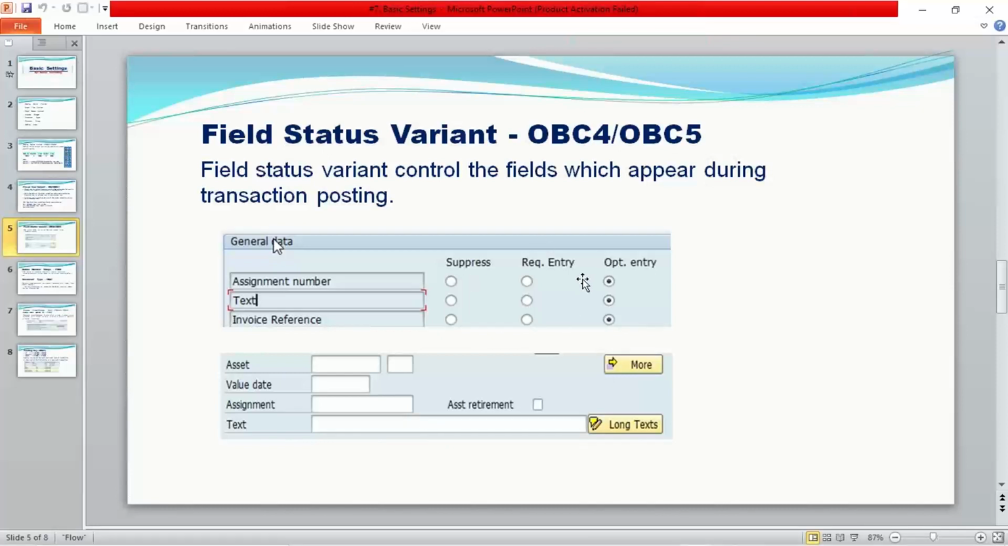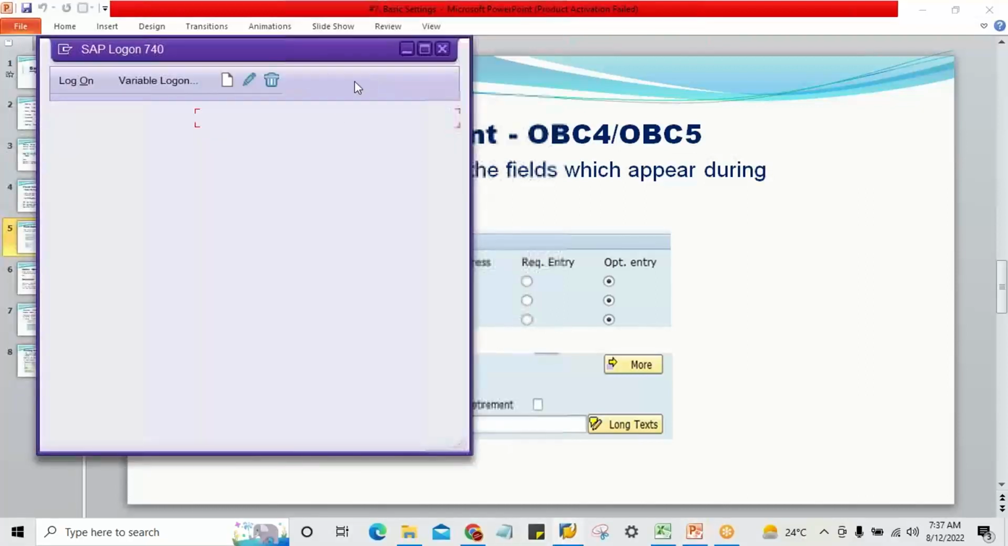There are multiple things even in field status, field control also. That also we'll see. Okay, some differences are there. Certain things, some other things also will be there, guys. We'll see that one by one. So field status variant. Now here what is happening? We have to define a field status variant, and again that is going to be assigned to the company code. So I'll just quickly define this.